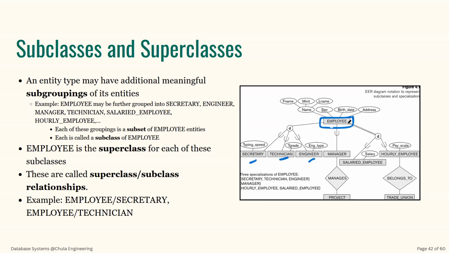So it means that for the same class or the same entity, when I want that same entity to have a little bit different attribute, I can also model it as subclass and superclass, like the example here. So the employee now will be called a superclass, and the secretary, technician, and engineer will be called subclasses of the superclass called employee. So this is the relationship called subclass and superclass of the entity.